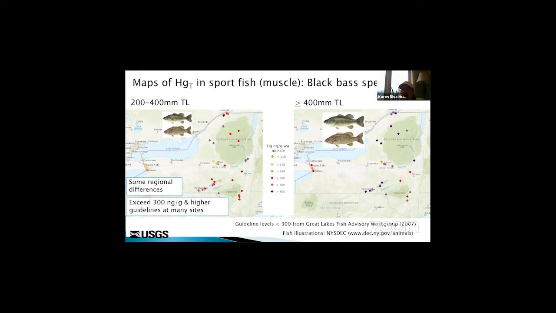And we notice a couple of things here, a similar regional pattern with the lower concentrations in the west. But in general, the concentrations in these larger size classes are higher than the smaller size class. And also we're seeing somewhat less spatial variation in the larger, more piscivorous size classes. And this pattern tends to apply to most of the species that we looked at.